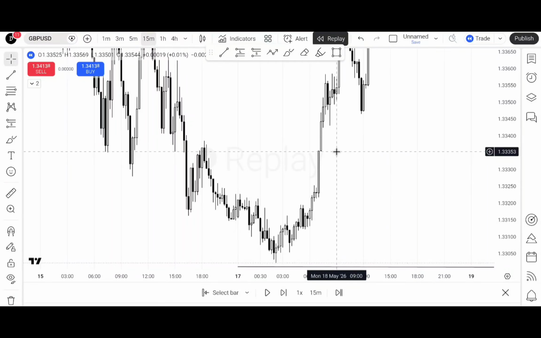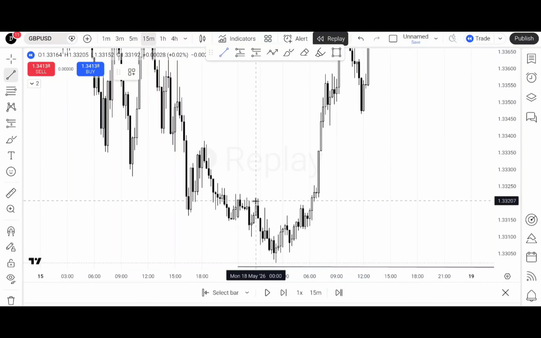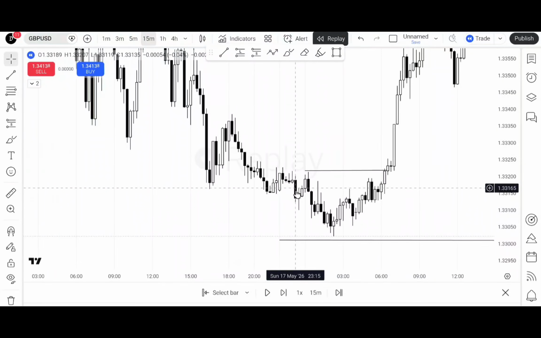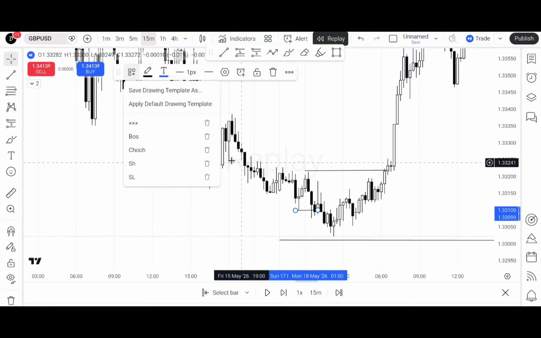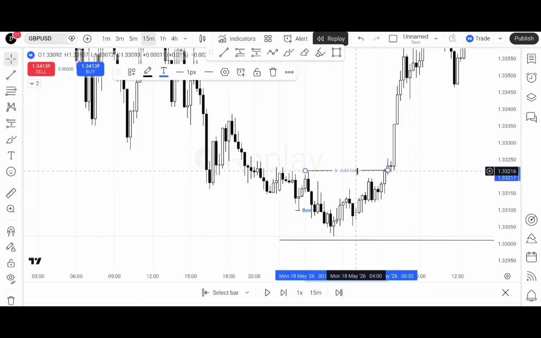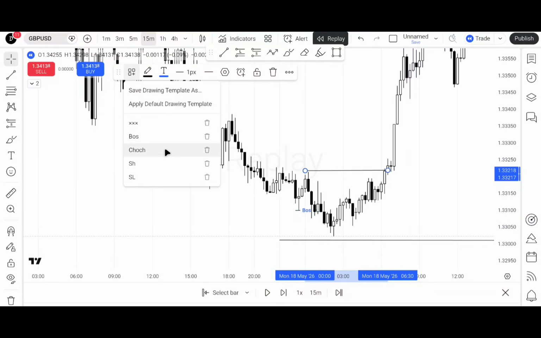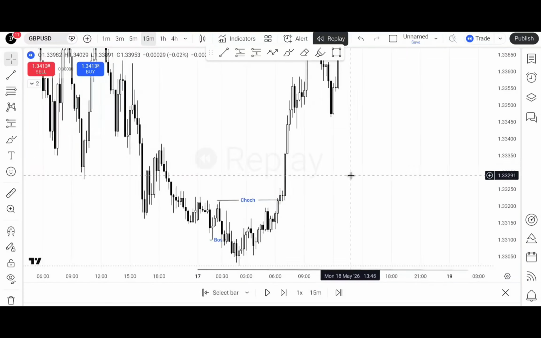Our rules say that once we have a 3 candlestick pullback, then that is a valid pullback. You see what we have here? We have 1, 2, 3. So this here is clearly a valid break of structure. You get? Indicating that the market has changed in direction. This here is a change of character, indicating that the market has changed direction.